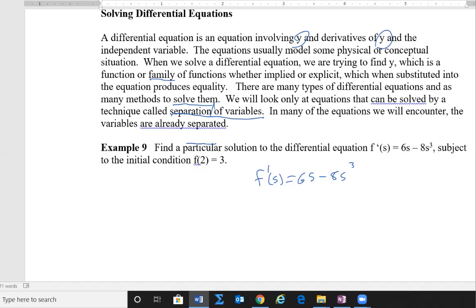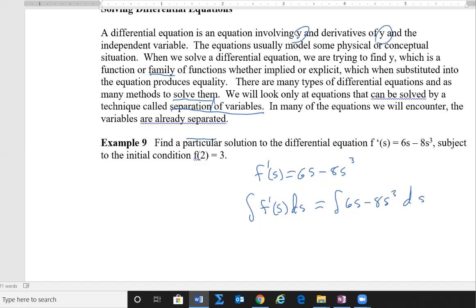So the left side is a function. It's your y in a sense. It's a function of s, and it has to be a derivative. And the right side is all s's. So what we'll do is take the antiderivative with respect to s of both sides. This is a legitimate step that will get us to all solutions. Occasionally, it leads to extraneous solutions, but we're not going to worry about that here.